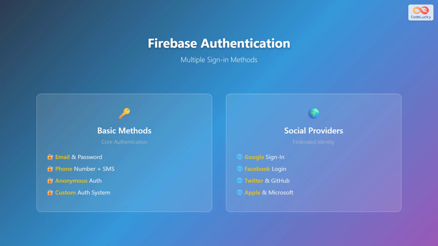Firebase also supports social providers through federated identity, including Google Sign-in, Facebook Login, Twitter and GitHub authentication, and Apple and Microsoft sign-in options. This flexibility allows developers to implement the most appropriate authentication strategy for their target audience while maintaining consistent security standards. Firebase handles the complex security protocols and token management automatically, ensuring that user credentials are protected according to industry best practices.